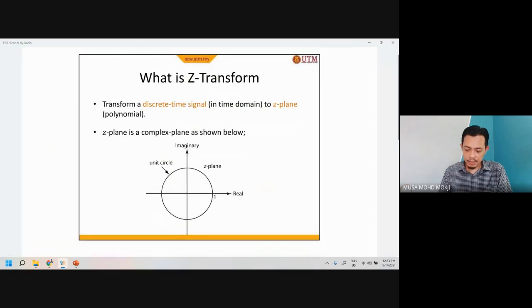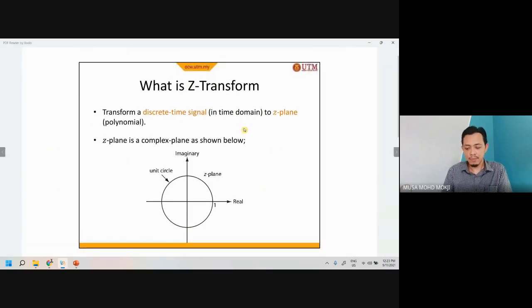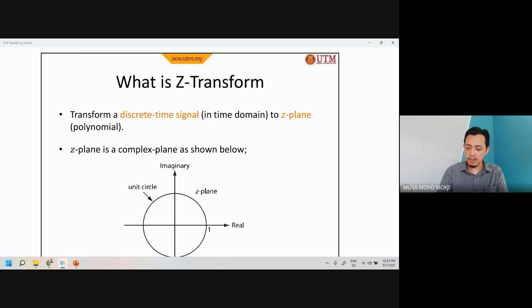So what is a Z transform? It transforms a discrete time signal from the time domain. Why is it a time domain? Because the x-axis is time. For a discrete time signal, the time is n, so we use the notation n. We don't use t, because t is for continuous time. It is transformed to the Z plane, which we call the Z plane or Z domain. A plane and a domain are the same thing. From time to Z.